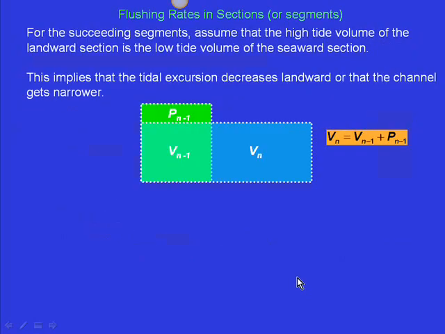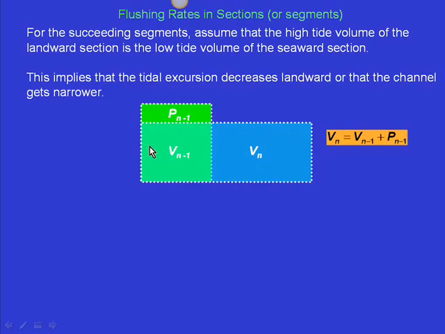And for the succeeding segments, what we will assume is that the high tide volume of the landward segment will be equal to the volume of the seaward adjacent segment at low tide. So we will assume that this volume is the same as that volume, as we partition our estuary into different segments. Remember, we're assuming that there's complete mixing every tidal cycle in this volume, and same as this volume, and so on.